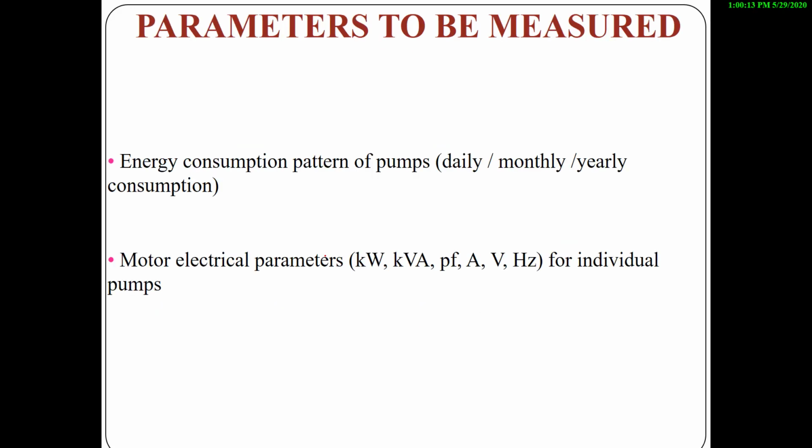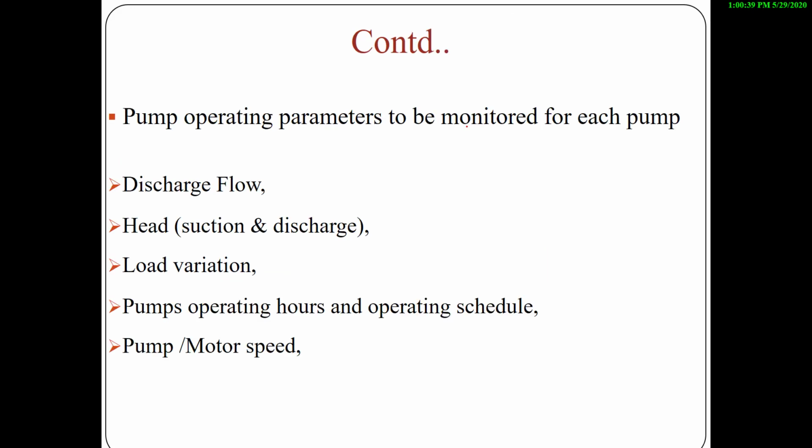Parameters to be measured: the energy consumption pattern of the pump, which has to be audited or monitored on a daily, monthly or yearly basis. Motor electrical parameters must be in kilowatt, kVA, power factor, ampere, voltage and frequency for individual pumps. These are the main electrical parameters of the motor, the device that provides rotational energy to the pump, which is operated on electrical energy.